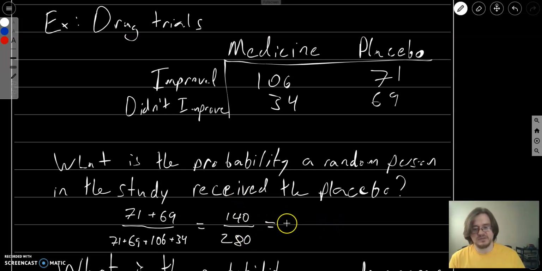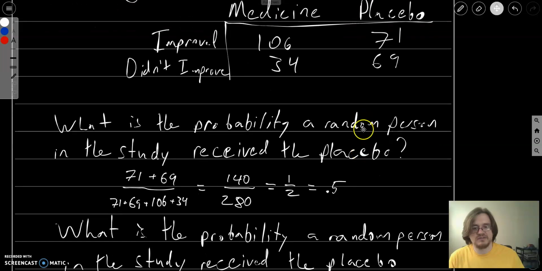And this is pretty simple. This simplifies to 1/2, which is going to be 0.5. So what's the probability that a random person in the study received the placebo? Half the people. So there's a 50% chance that when you select someone from the study, they received the placebo.